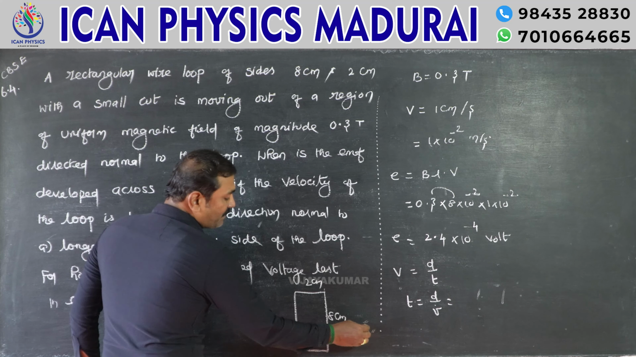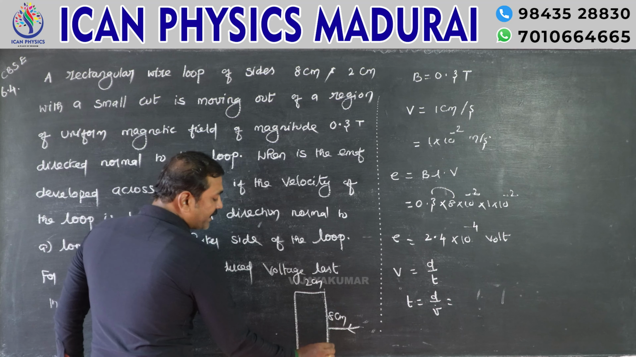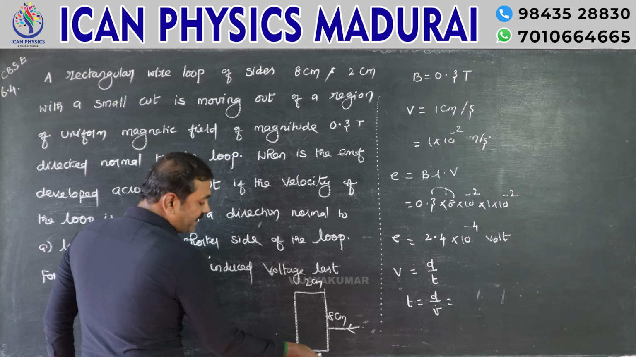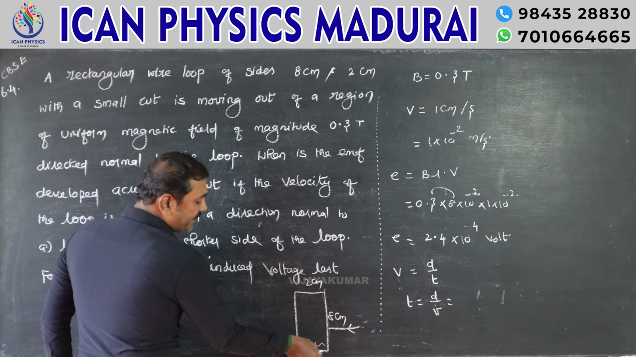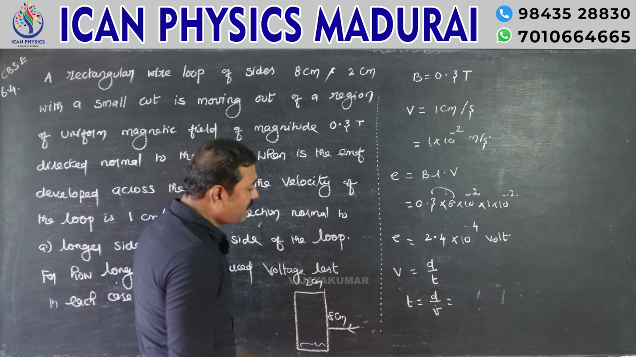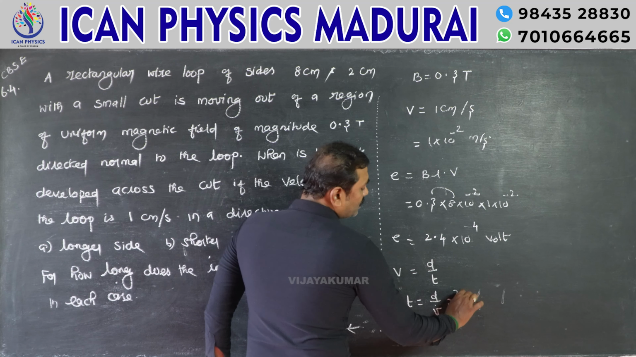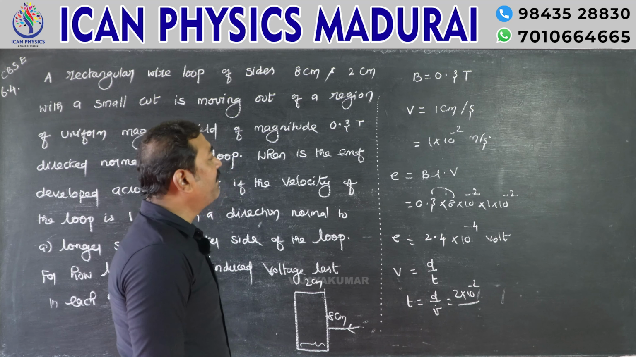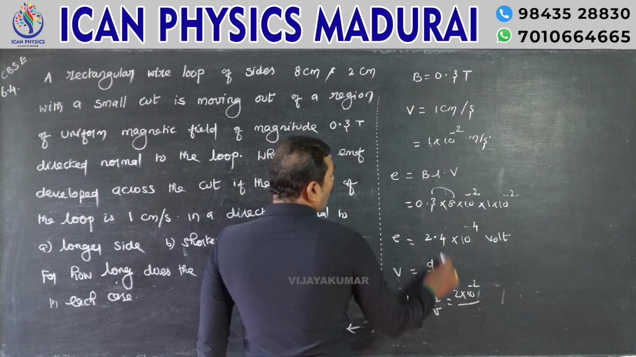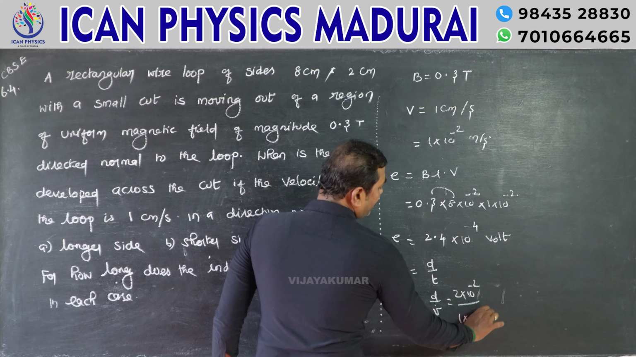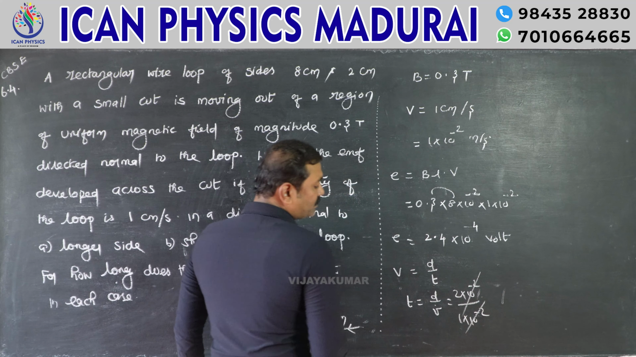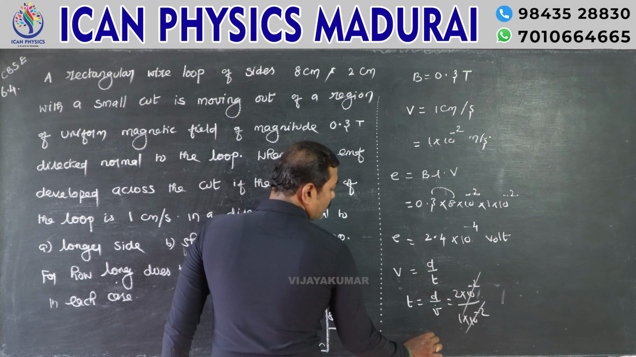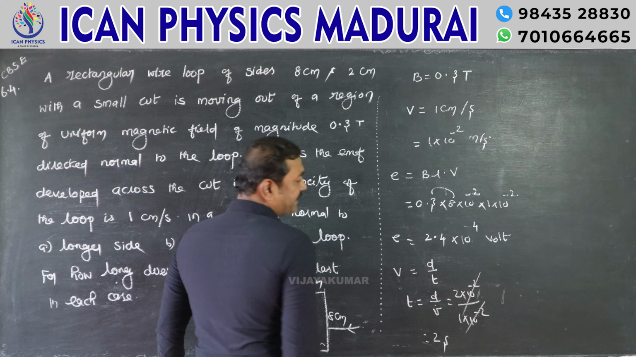So, when the normal force is along the 8 centimeter or longer side, the displacement is taken only in the shorter side. So, what about the displacement? 2. So, 2 into 10 to the power minus 2 divided by velocity. So, what is the velocity? 1 into 10 to the power minus 2. So, minus 2 getting cancelled. 2 by 1, 2. So, 2 seconds.